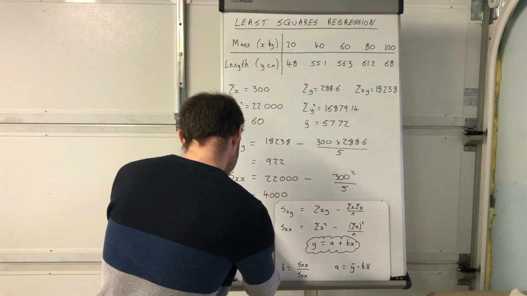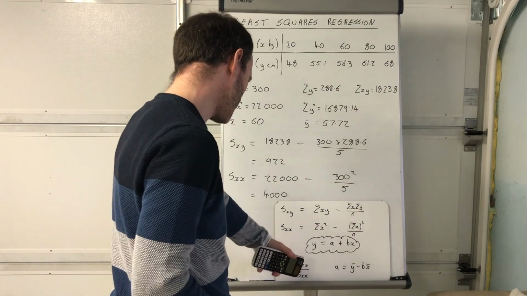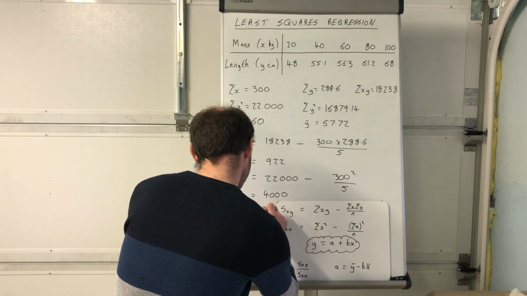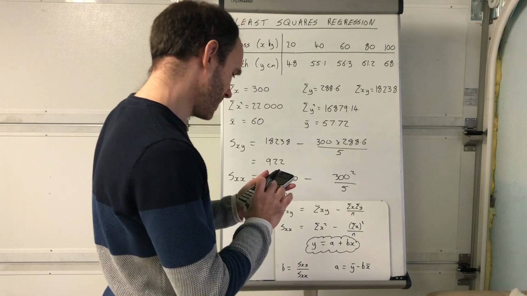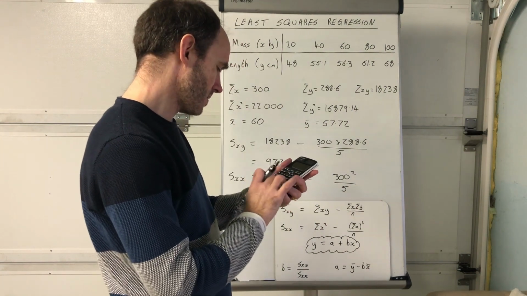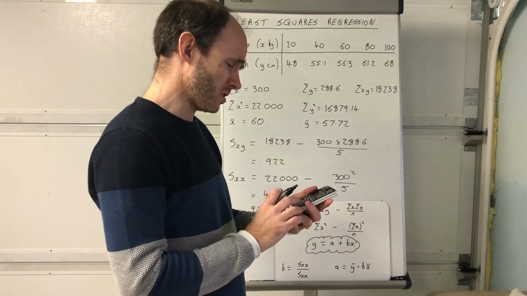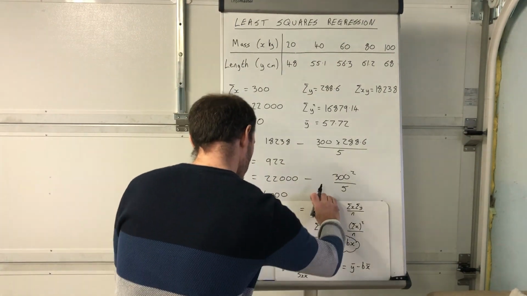Okay. So what that means is that B is going to be equal to sigma xy over sigma xx. So 922 over 4,000. And that's probably something that will simplify. And not by much really. 461 over 2,000.